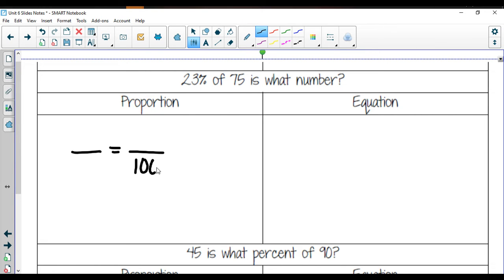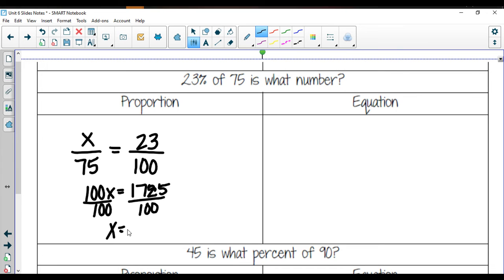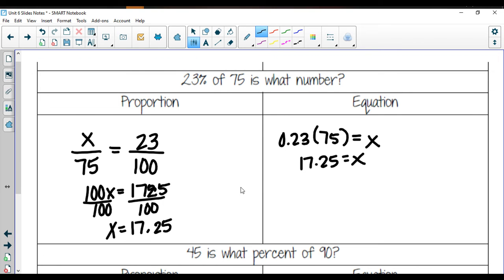For the next one, 23% of 75 is what number? So I'm going to set up my proportion here. 23% of 75 is what number? So we get 100x equals 75 times 23, which is 1,725. If we divide through by 100 on both sides here, we get x equals 17.25. For the equation method, we're going to have 0.23 of 75 is equals what number, x? So again, 0.23 times 75 will give us 17.25 equals x.